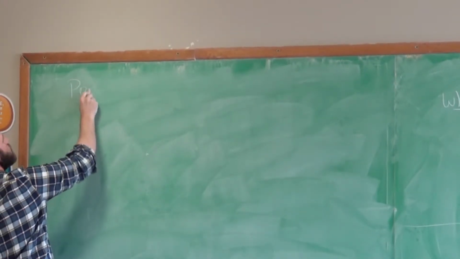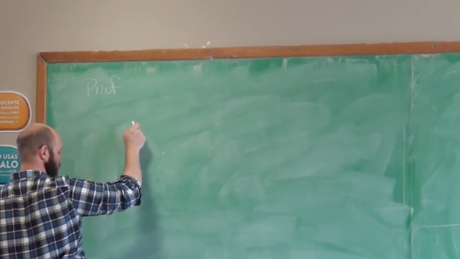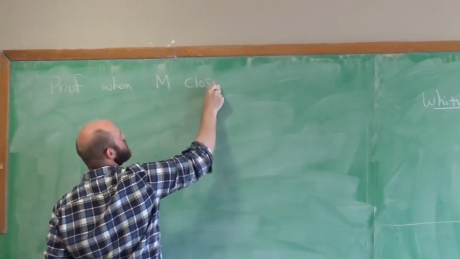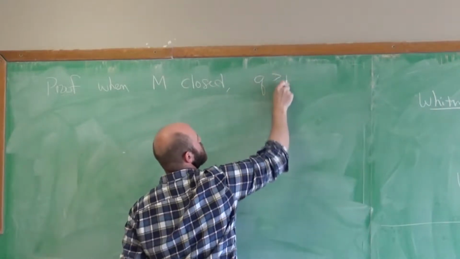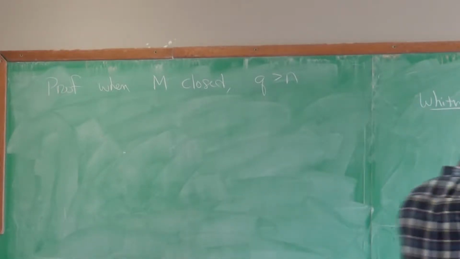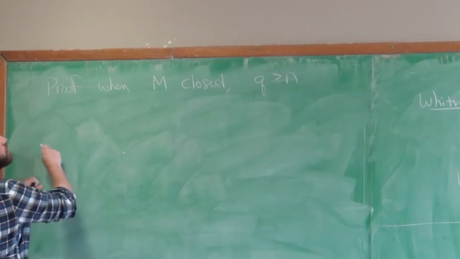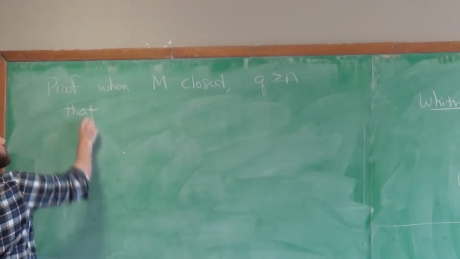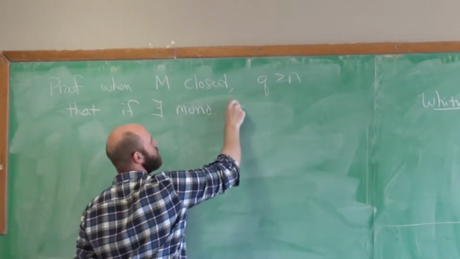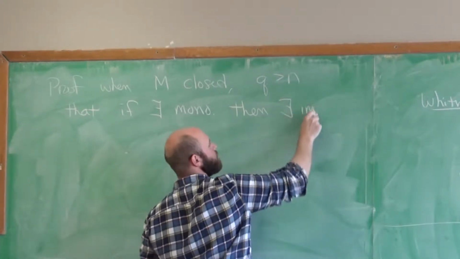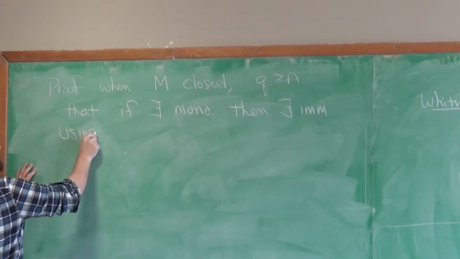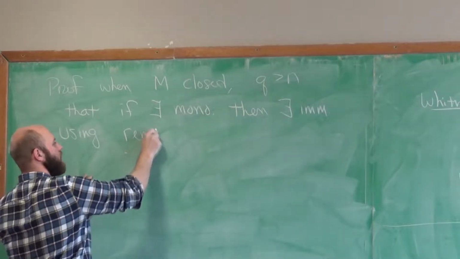So I will prove, I will take M closed, the target dimension strictly greater than the domain, and I will just show that if there exists a monomorphism, then there exists an immersion. And this proof will use a technique called removal of singularities.